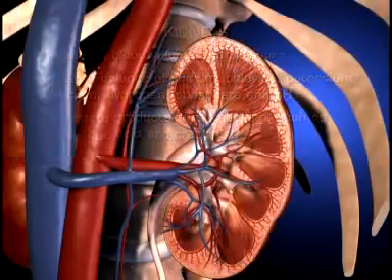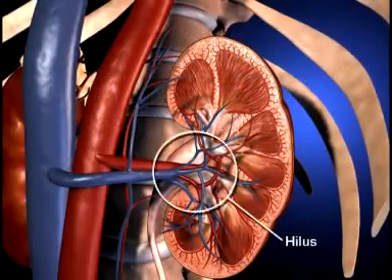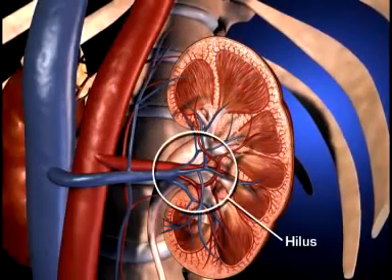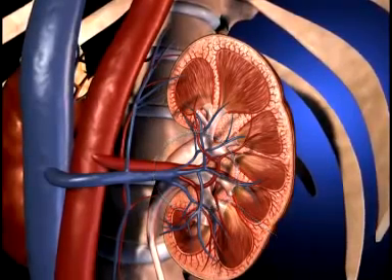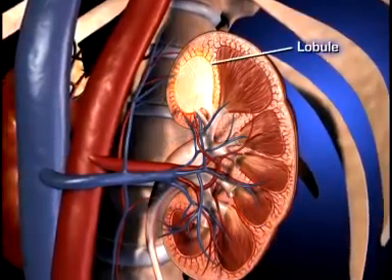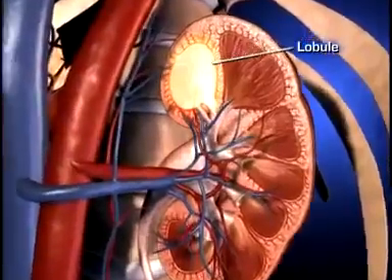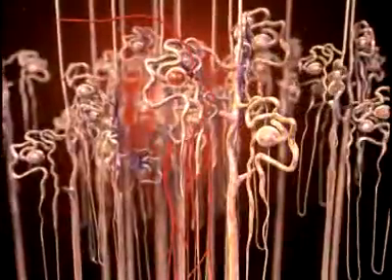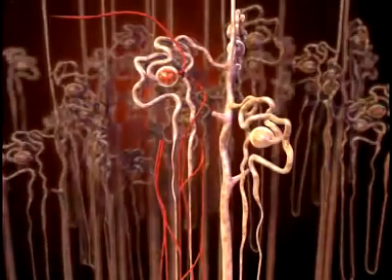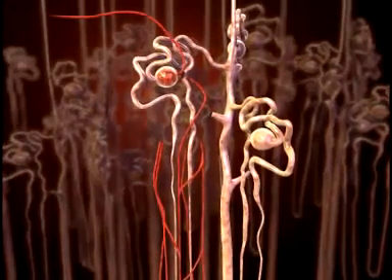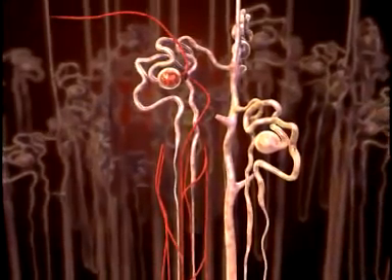The medial border of the kidney is indented by a deep fissure called the hilus, where the blood vessels, nerves, and ureters connect to the kidney. The kidney is composed of up to 18 lobes. Each lobe is composed of nephrons. Nephrons are the functional units of the kidney, and each kidney contains more than 1 million nephrons. Each nephron consists of a glomerulus and a system of tubules.